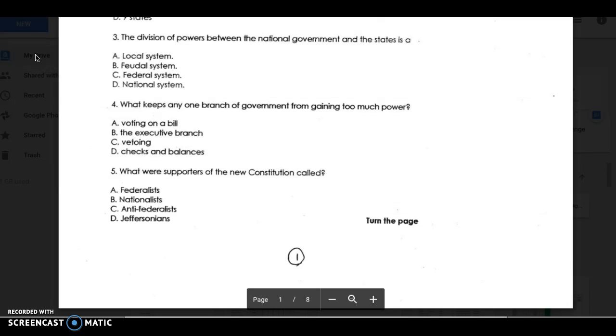Number 4. What keeps any one branch of government from gaining too much power? A. Voting on a bill. B. The executive branch. C. Vetoing. D. Checks and balances.